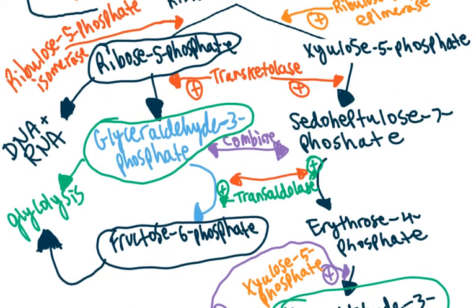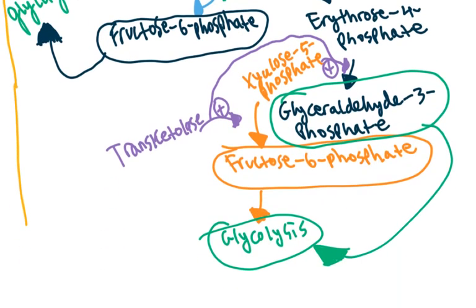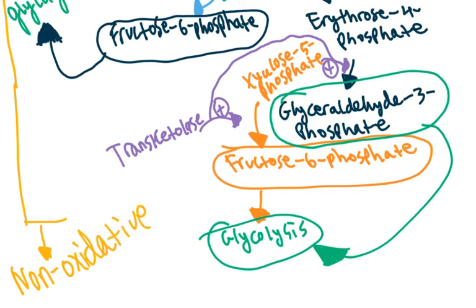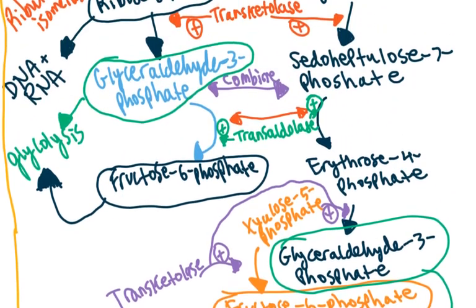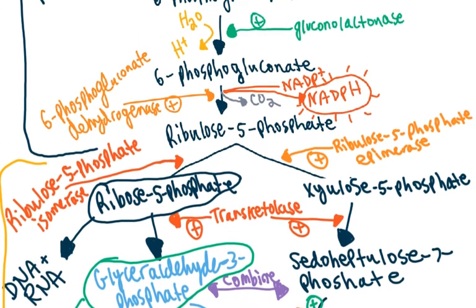And so from here, let's highlight this out. From here all the way to here, right? This was the non-oxidative phase of the pentose phosphate pathway. All right, guys, and so this is the basic idea of the pentose phosphate pathway.